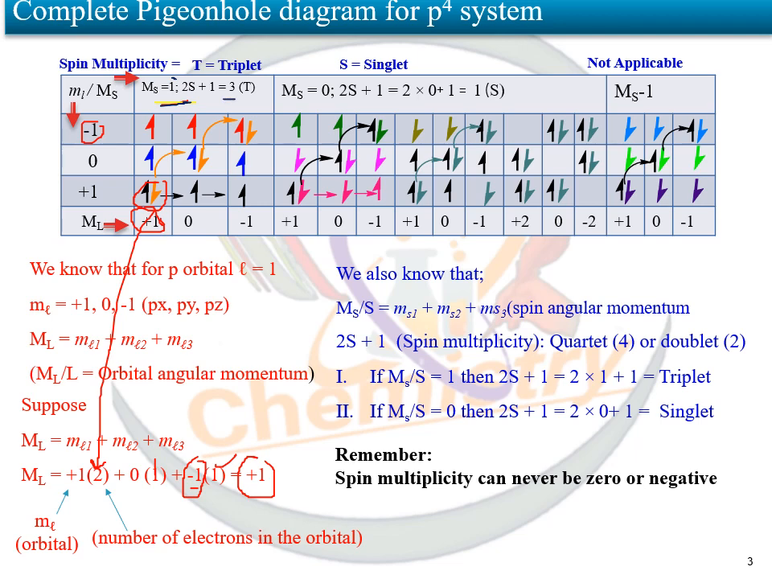Same way you can add for the singlet. Here all the electrons are paired. How? This one is paired, plus half minus half 0, plus half and minus half 0. So the spin multiplicity will be singlet. Remember that spin multiplicity can never be 0 or negative. This is why we ignore this one.